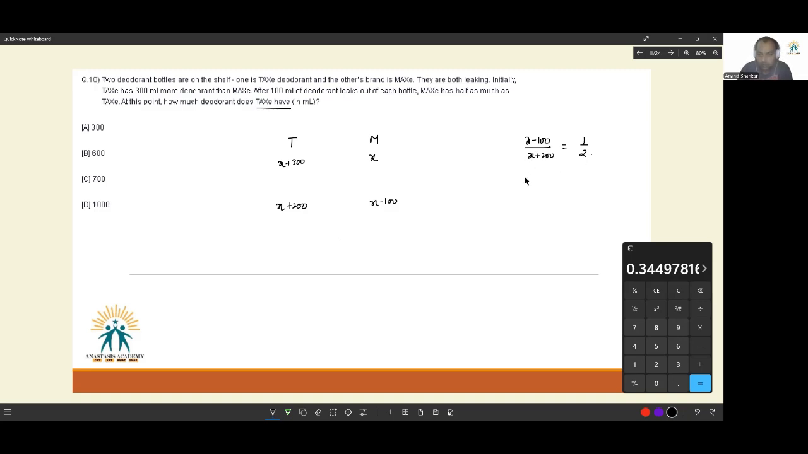Let's go ahead and solve it properly. X is equal to 400. So initially there were 700 of Taxi, 400 of Maxi. Then there were 600 of Taxi and 300 of Maxi. At this point, how much does Taxi have? So this 600 is the answer that we are seeking. Option B will be the right answer.